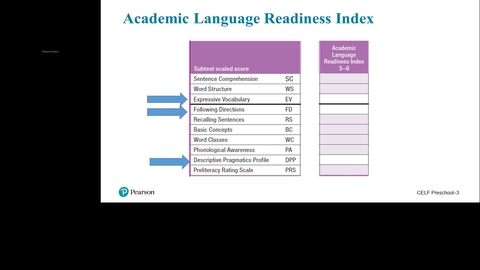The Academic Language Readiness Index is a composite score that can be obtained for children ages 3 to 6 and can be derived from the scores of the expressive vocabulary, following directions, and descriptive pragmatics profile subtests. This group of subtests captures semantic and pragmatic language abilities and provides a description of the language and socialization skills that are needed to meet the language demands of the classroom. This score is not intended to assign a diagnostic category, but it can be used to help make recommendations for the classroom setting and help multidisciplinary teams design appropriate instruction.